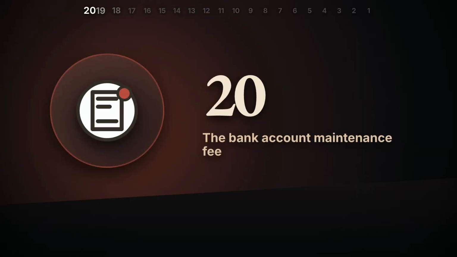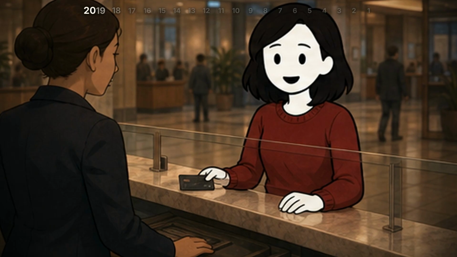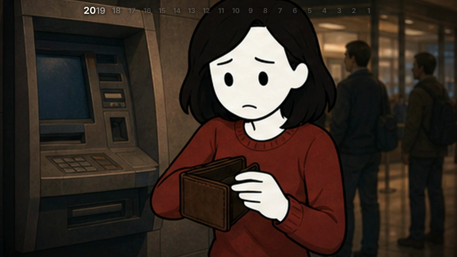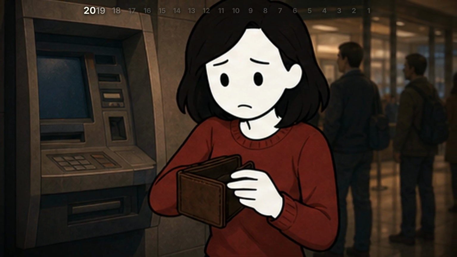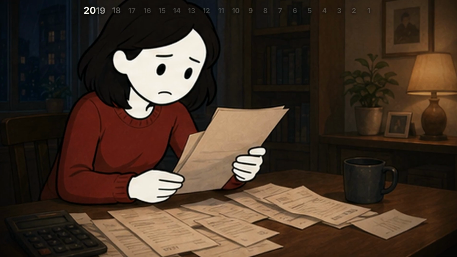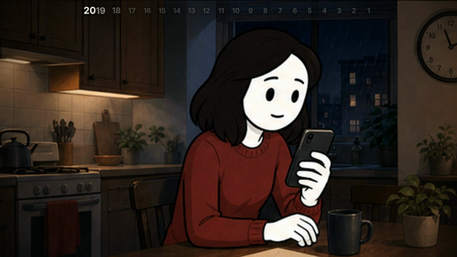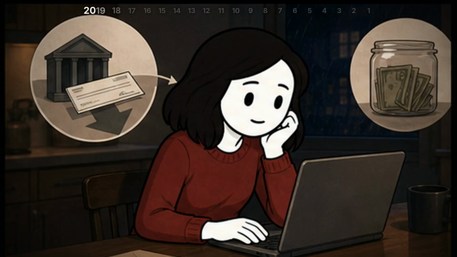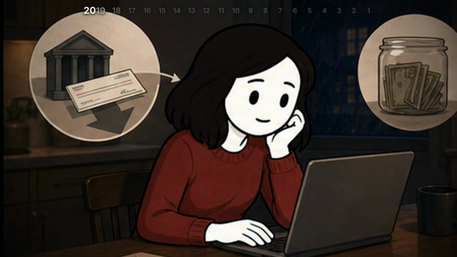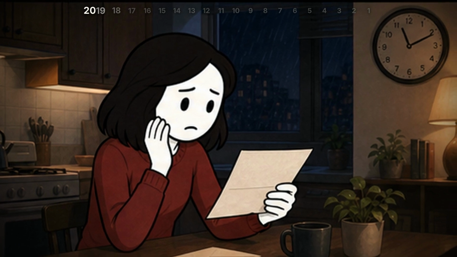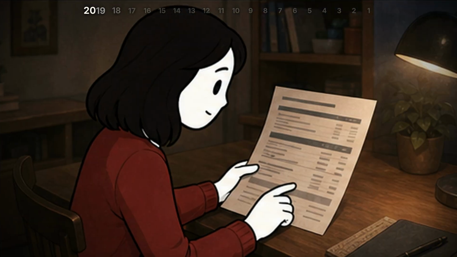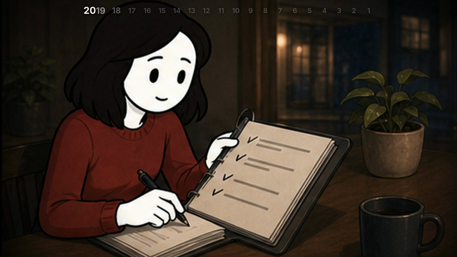Number 20, the bank account maintenance fee. Your money can sit in a checking account without moving, yet the balance still falls. The missing amount may be called a monthly maintenance fee or service fee. Some accounts remove it when your paycheck arrives by direct deposit or when your balance stays above a set amount. Miss that rule for 1 month and the charge can return. The fee schedule shows the price and every way to avoid it.